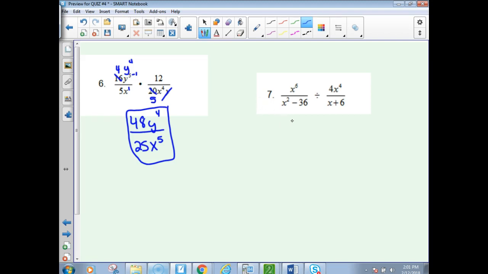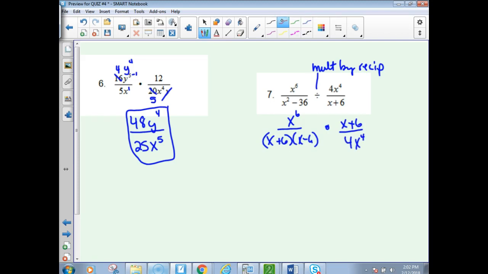Excuse me. Number 7, I'm going to factor and I'm going to flip. I'm going to change the division to multiply by the reciprocal of the second fraction. So x squared minus 36, the difference of squares, factors to x plus 6 times x minus 6. Change divide to multiply and flip over the second fraction. There was nothing to factor in the second fraction. Now I look for common factors. The x plus 6 are married, but this is a couple that matches that couple, so you can cancel them out.